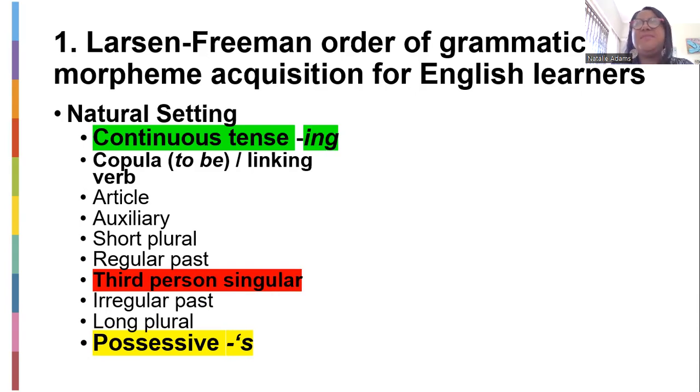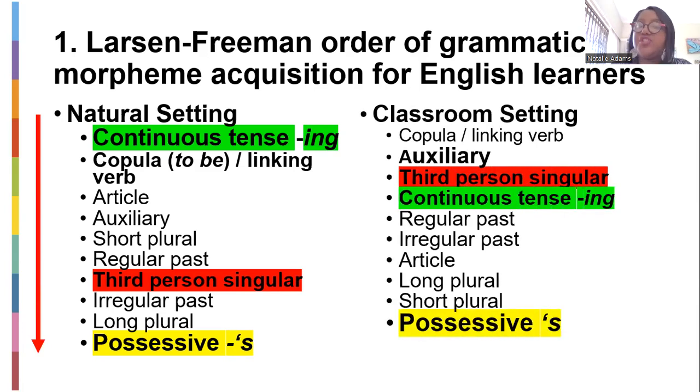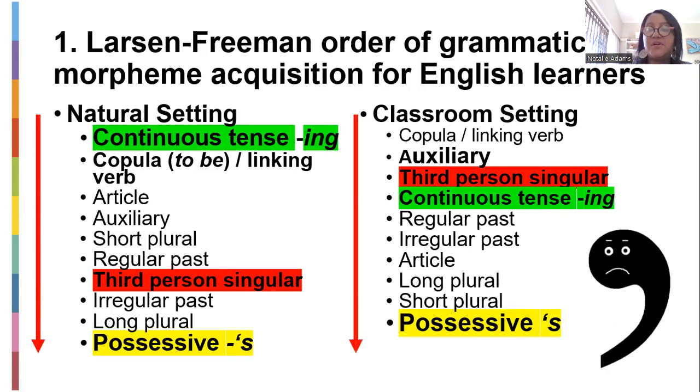So you always hear them say, he sleeps, she sleeps, or it sleeps. And then the last one, which is the possessive, the apostrophe S, is the most difficult one for learners, your children, to acquire in their natural setting. Natural means at home, etc. So that's how they were acquired: first the -ing, then the third person singular, and then the possessives. In the classroom setting, it changes a little bit. They say the first thing would be the third person singular, then the continuous tense, and then the possessive. So it changes a little bit there. Let's go on.